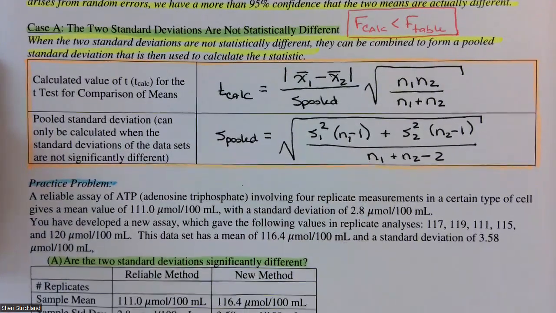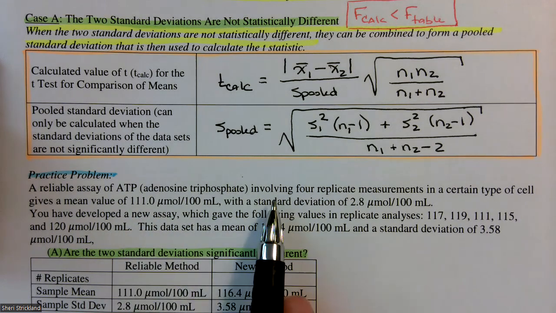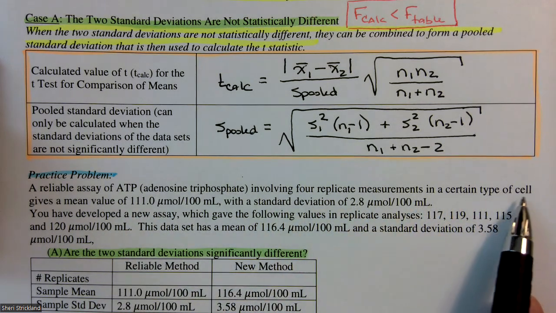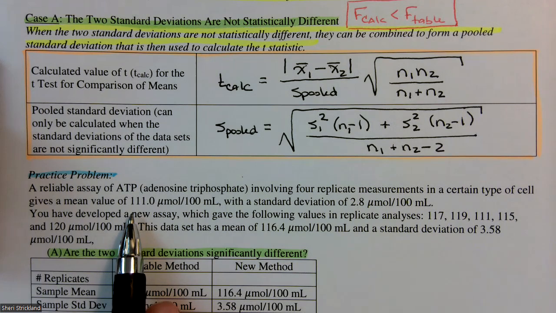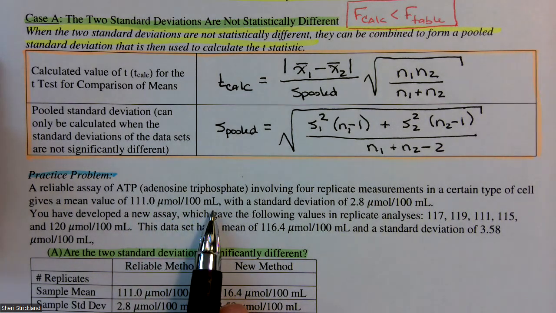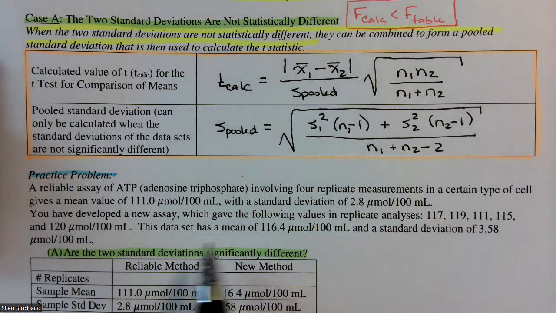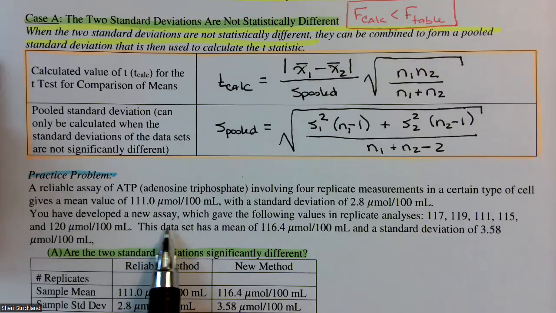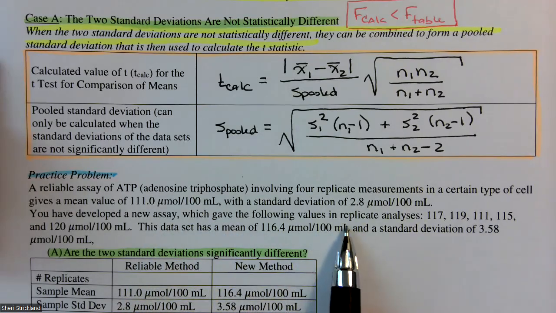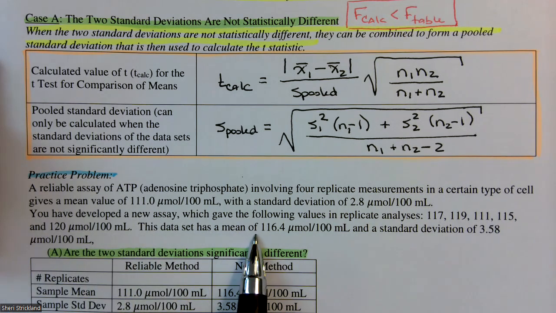All right, so come on down here. We're going to put this in motion. A reliable assay of ATP involving 4 replicate measurements in a certain type of cell gives a mean value of 111.0 micromoles per 100 milliliters of solution with a standard deviation of 2.8, same units. You've developed a new assay, which gave the following values in replicate analyses. There are these values right here. This data set has a mean of this and a standard deviation of that.